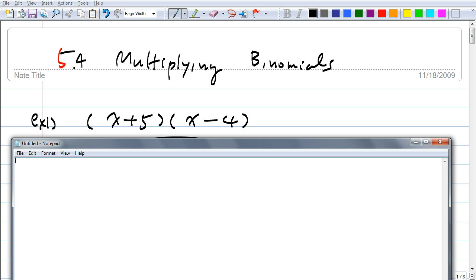Yes? No? You don't think it's good? Yeah, it's a good idea, right? We've got x minus 4, so why not change it to x plus negative 4? Is that okay? Then, of course, who remembers how to multiply these binomials? Yes, Sarah? Do x times x. x times x. And then x times negative 4. And then 5 times x and 5 times negative 4.